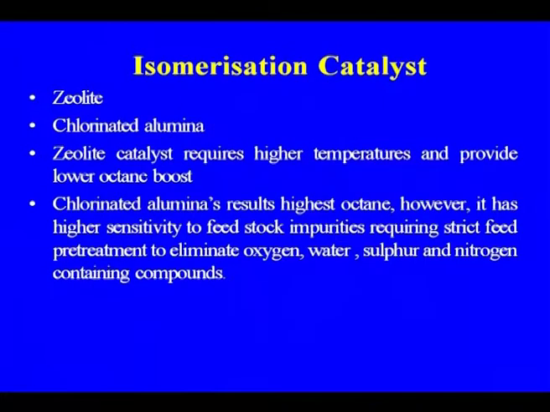Isomerization catalyst, as I told you, it may be zeolite or chlorinated alumina. Zeolite catalyst requires higher temperature and provides lower octane boost. Chlorinated alumina results in the highest octane, however, it has a higher sensitivity to feed impurities.